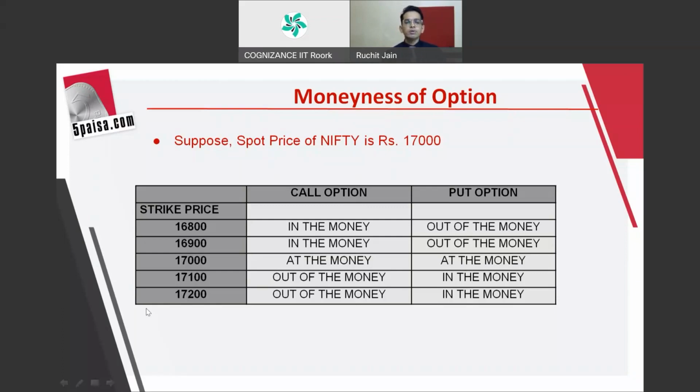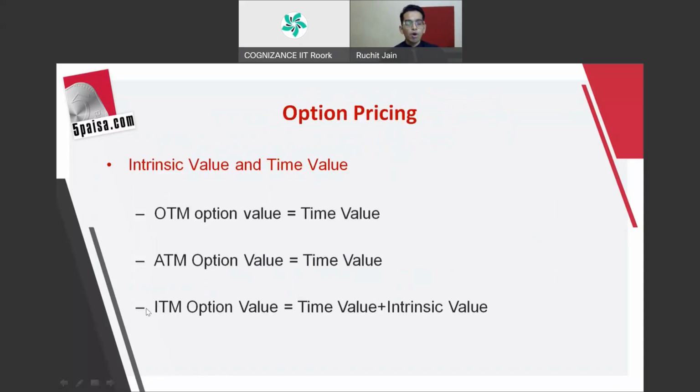Now the premiums. If you see the premiums of out of the money options, call options as well as put options, what we have discussed over here, out of the money option prices or premiums are usually less than in the money options. Because when you see the pricing of options, the premium is a combination of intrinsic value and time value. Now first, what is time value? Time value means how many days are left for expiry.